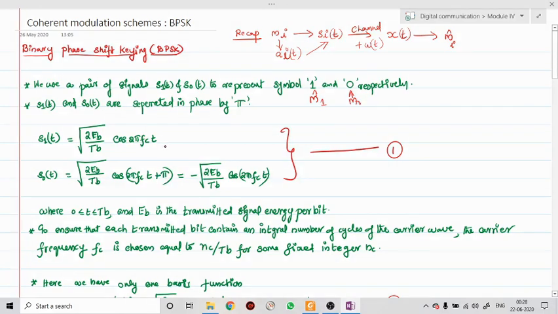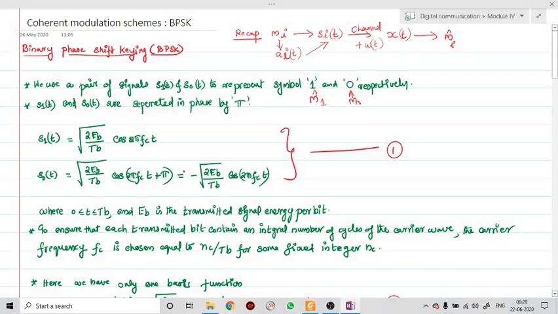How do we detect the information? Simply by looking into the phase of the carrier. If this is the carrier, then it is 1. If this is the carrier, then it is 0. So you can simply use the identity cos(theta plus pi) is equal to minus cos theta and get this equation, minus root 2 EB/TB cos 2 pi FCT.